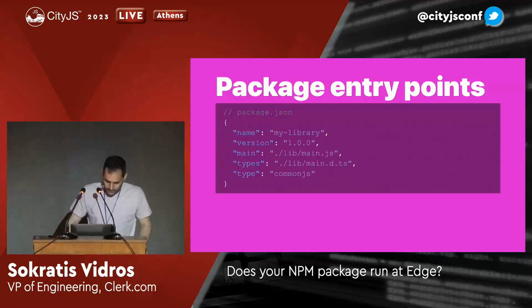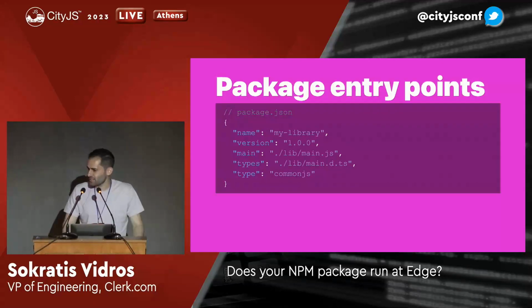So this is a package.json. It's the simplest package.json you can get. It has the name, the version. It has the main file. It's the entry point. The entry point means the first file that the library will load when it's required or imported. The types key is for types, for TypeScript. And on the type, so when it's types in plural and type in singular, on the type key, you can specify it's a CommonJS or a module or an ESM module package.